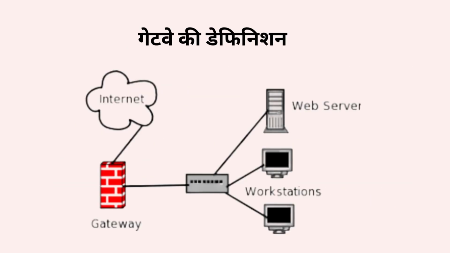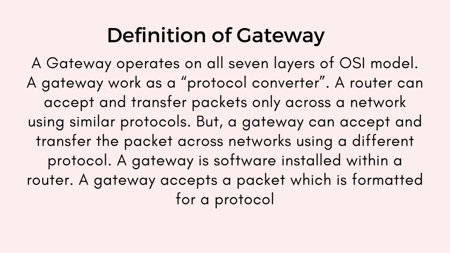Definition of gateway. A gateway operates on all 7 layers of the OSI model. A gateway works as a protocol converter. A router can accept and transfer packets only across networks using similar protocols. But a gateway can accept and transfer packets across networks using different protocols. A gateway is software installed within a router. A gateway accepts a packet which is formatted for a protocol.